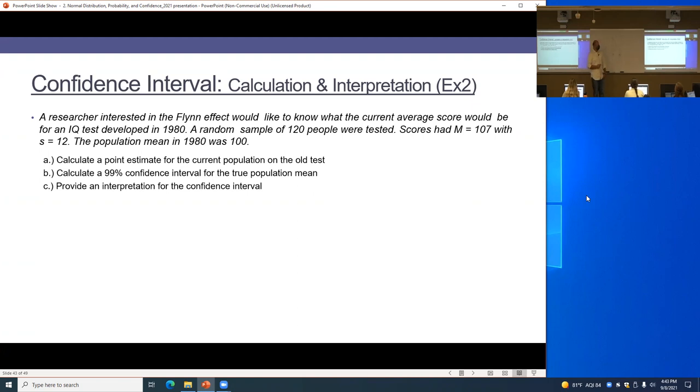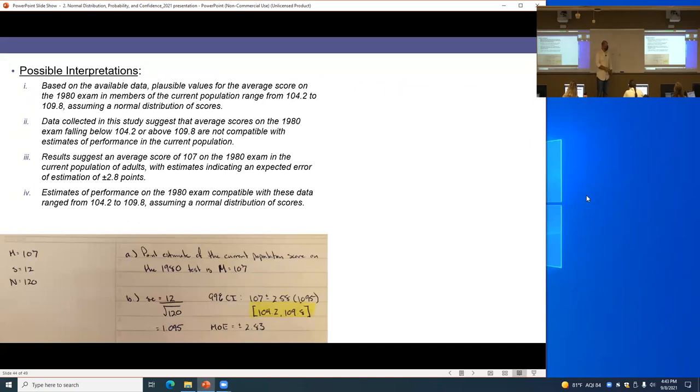So again, what we're going to do is calculate a point estimate, a 99% confidence interval this time, and then an interpretation of that confidence interval. Okay, Emily, what's my best estimate for the current population mean on the old test? 107, perfect, right? Again, the point estimate is just the mean. Based on the data that we've collected, we've got 120 people, a decent size sample for the types of studies we do, and that's a lot of assessments to administer, so kind of impressive, right?